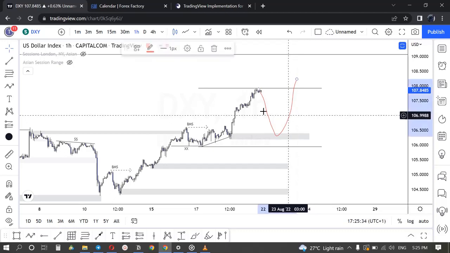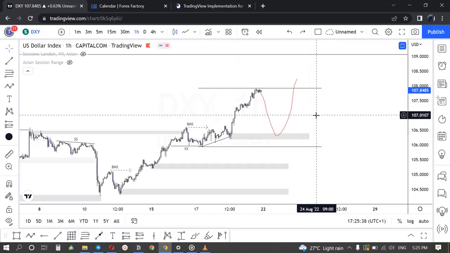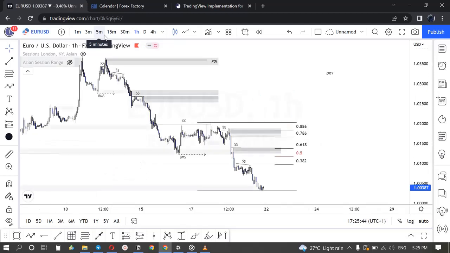So keep an eye on EURUSD, GBPUSD for the coming week, right? Let's keep an eye on it. Let's wait for the probability to play out and make money. So that is it, family. Let's wait for the probability to play out, right?